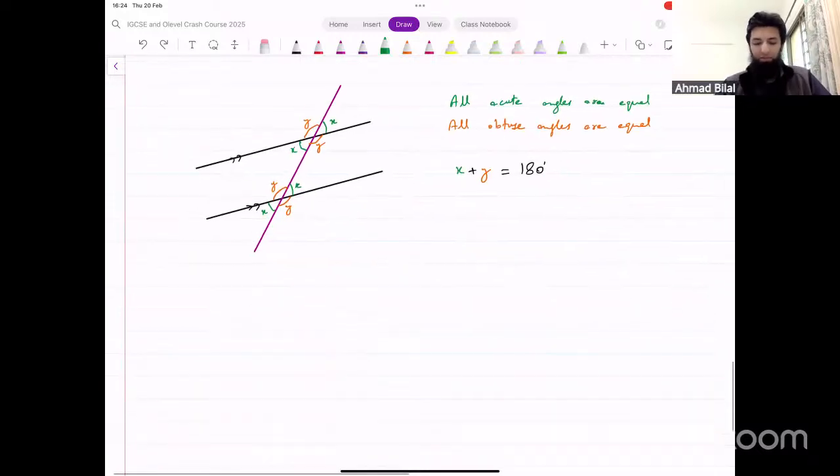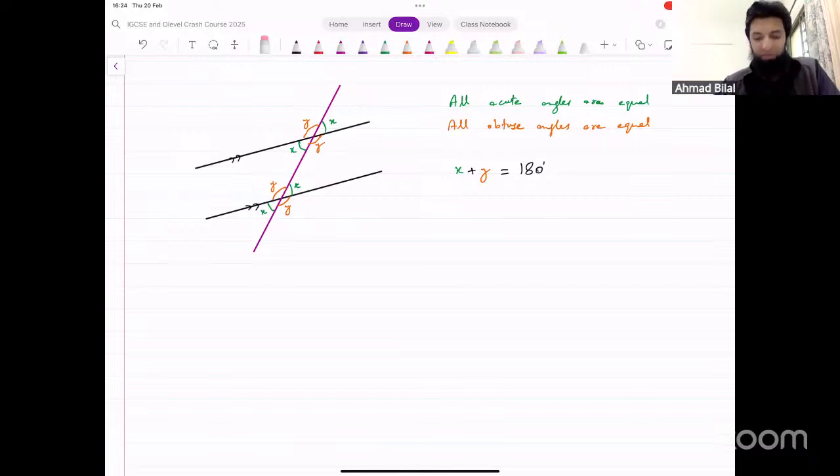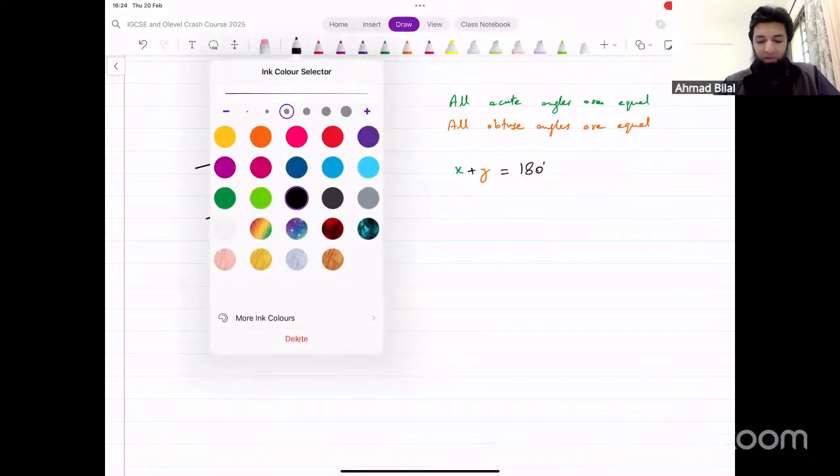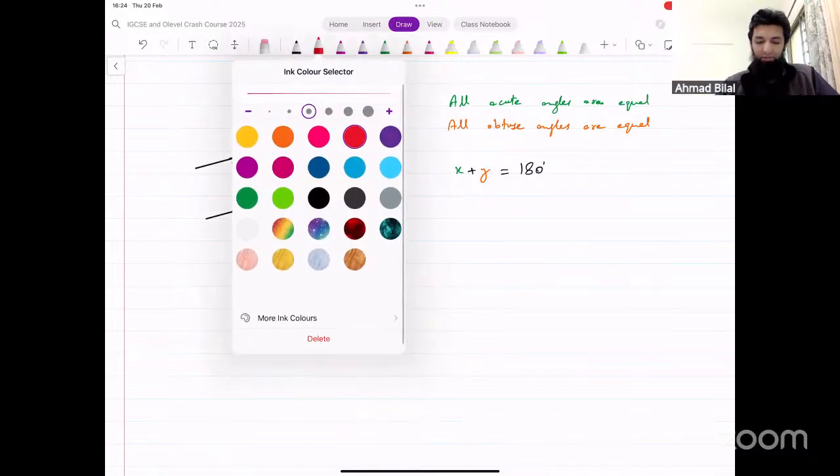And in general, whenever you have two parallel lines like this, you can remember all the acute angles that you get with this third line are going to be equal to each other, and all the obtuse angles that you get with this third line that's passing through those parallel lines are going to be equal to each other as well. Okay, so that is what we did in the last session.